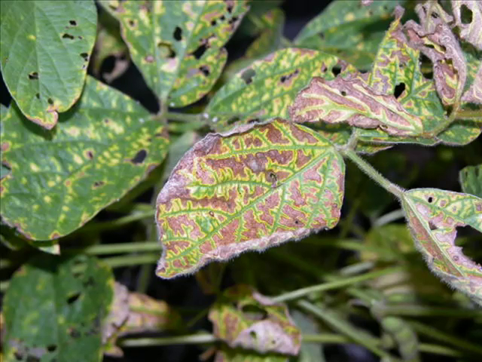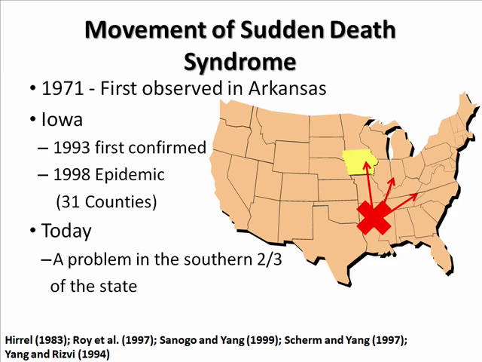So here's a general picture, a basic idea of what SDS looks like on soybeans. I'm sure most of us have seen it, being in Iowa, driving around in late August. We typically see this disease occur, and I'll explain a little bit more about these symptoms in a minute.